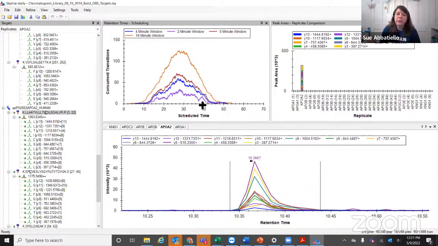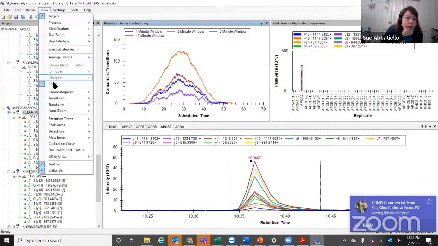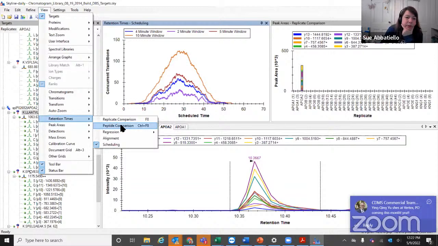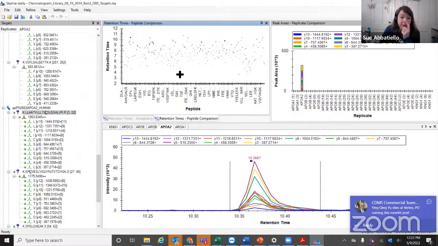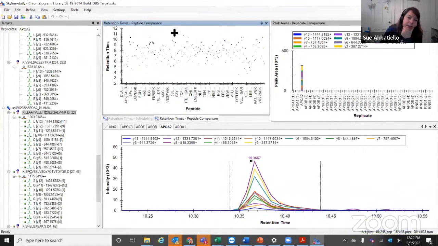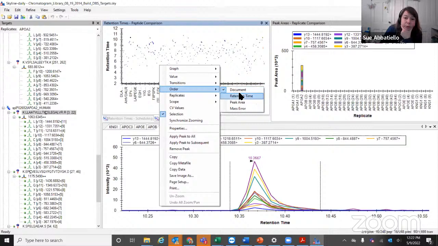Also, those of you that are new to Skyline, I have these data set up, which should probably be pretty standard when everybody opens it up. I have the chromatograms from my individual protein runs on the lower portion. On the upper portion, I have the retention time plot. So there are a lot of different retention time things you can look at. If you go to view retention times, I can look at the peptide comparison. And so this is adding a tab to that area, and it's looking at all the different retention times on the y-axis and all the different peptides on the x-axis. Then I can go through and sort.